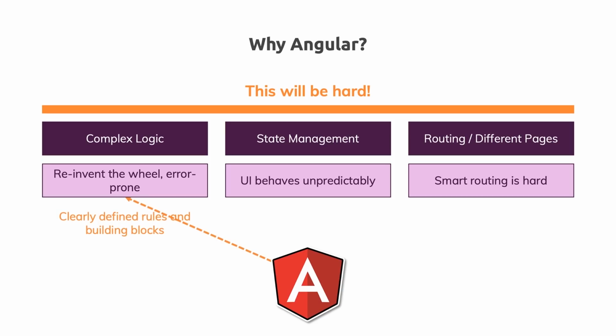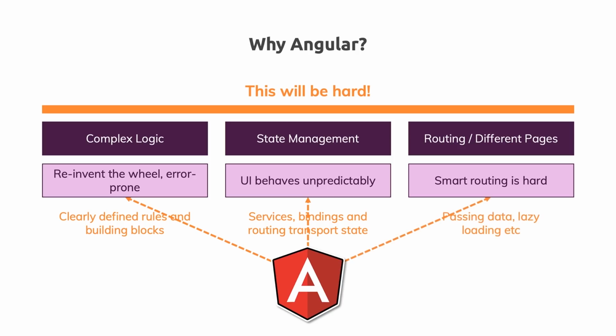It gives us clearly defined rules on how we build our apps with components and directives, and it takes care about the actual DOM rendering so that we can just focus on the logic that changes our state, our data, that triggers a DOM update in the end. It gives us services and other means of transporting data from A to B, from component to component. And it also helps us with routing, where we can conveniently pass data around, where we got lazy loading, where we can add authentication guards and all this fun stuff.